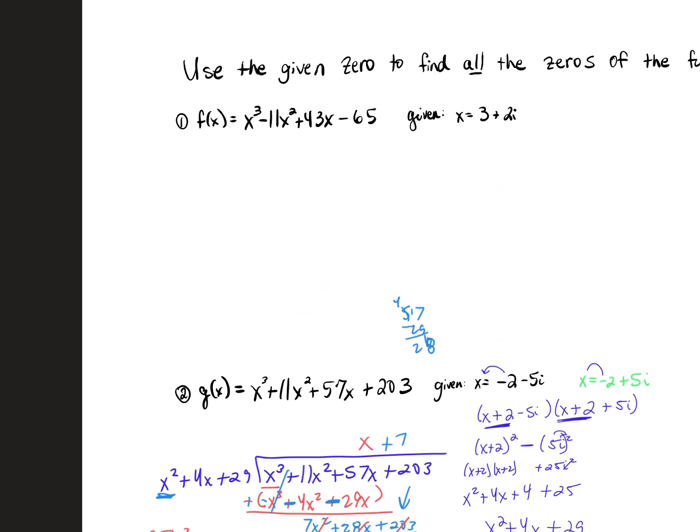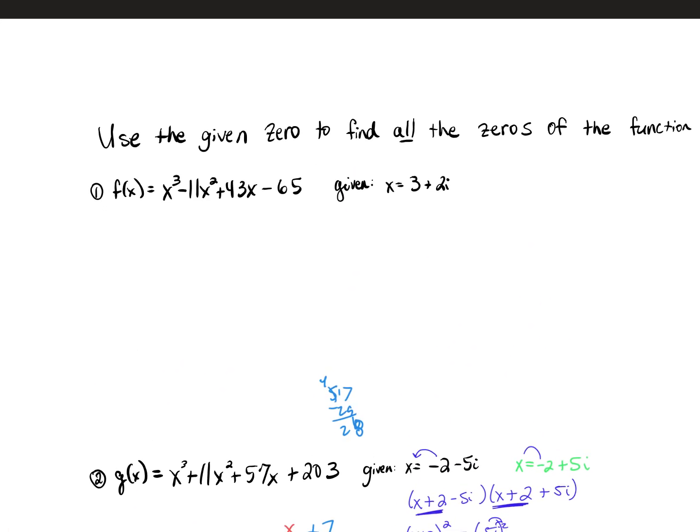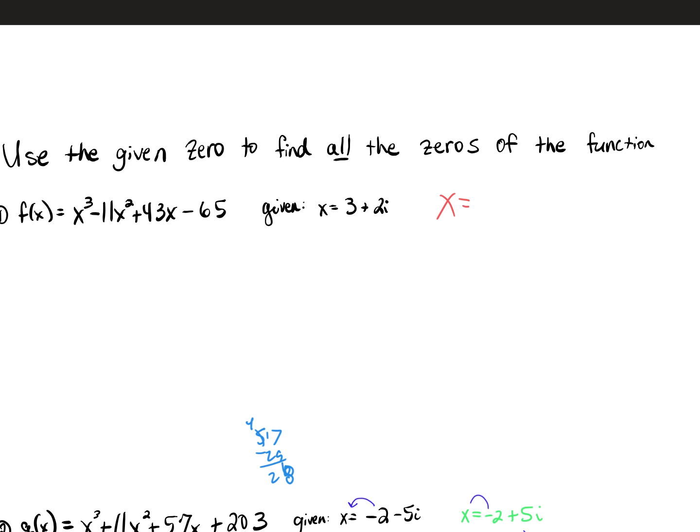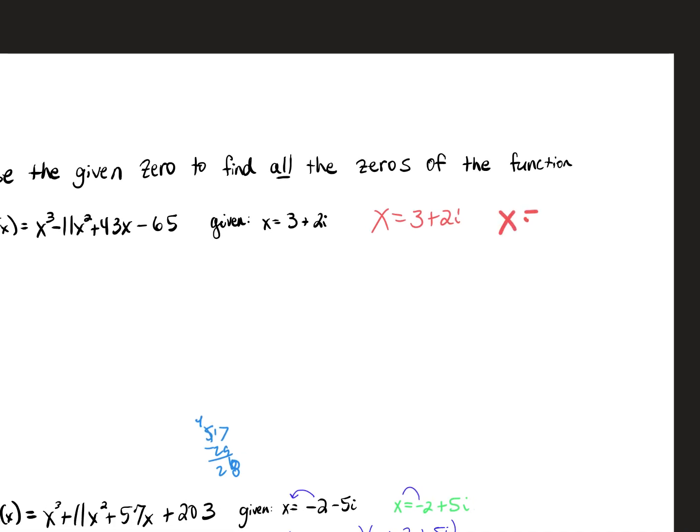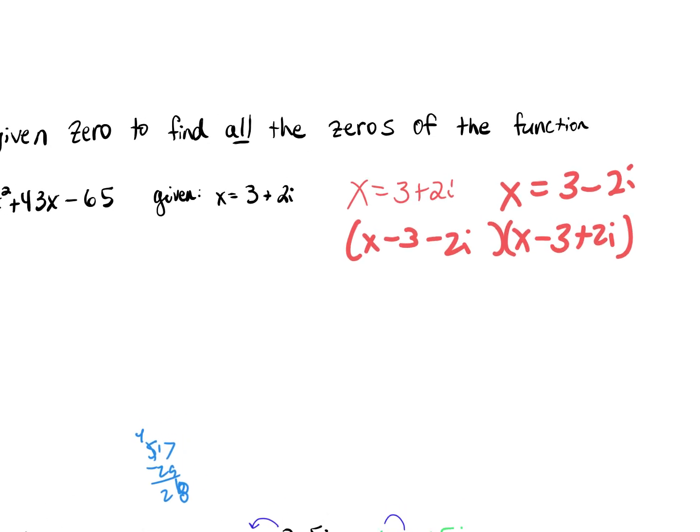All right, so this one we have x equals 3 plus 2i. So we also have x equals 3 minus 2i. So we're going to first multiply. So when we bring positive 3 over, it becomes minus. So I have x minus 3 and plus or minus 2i.